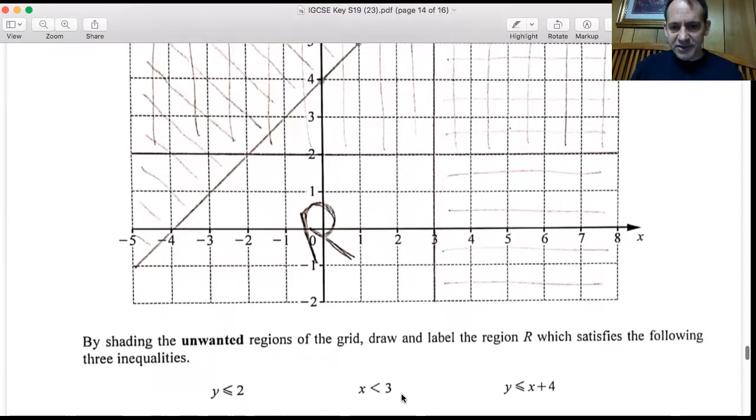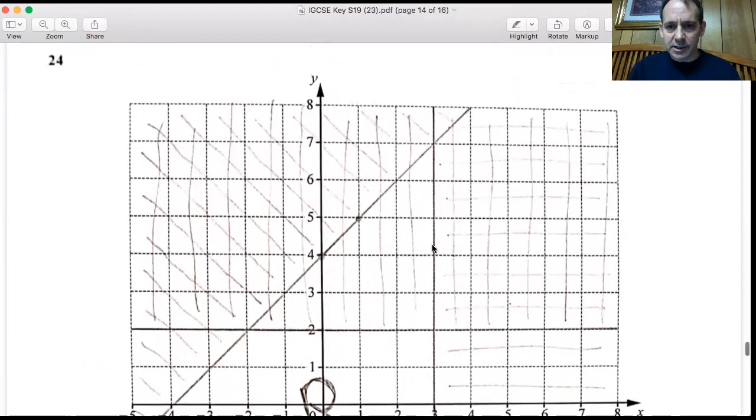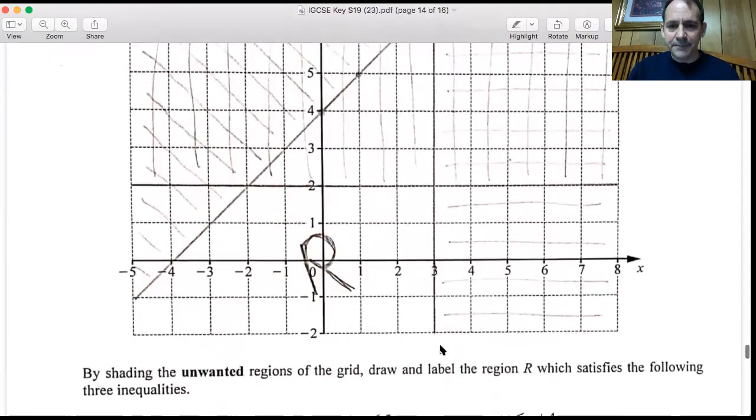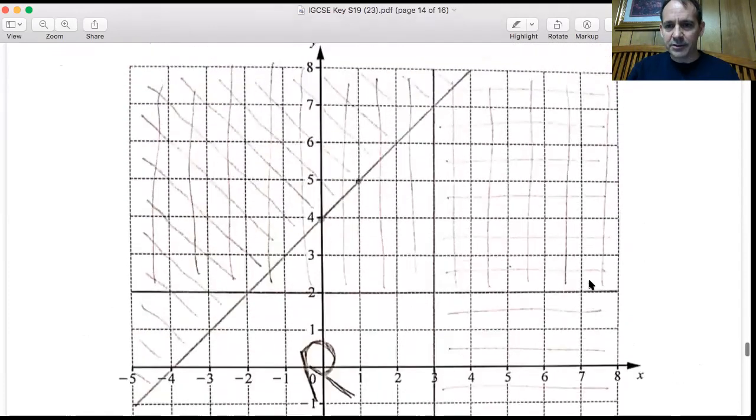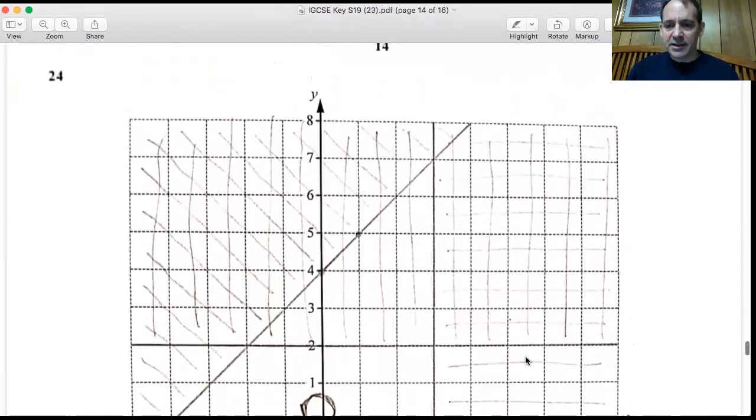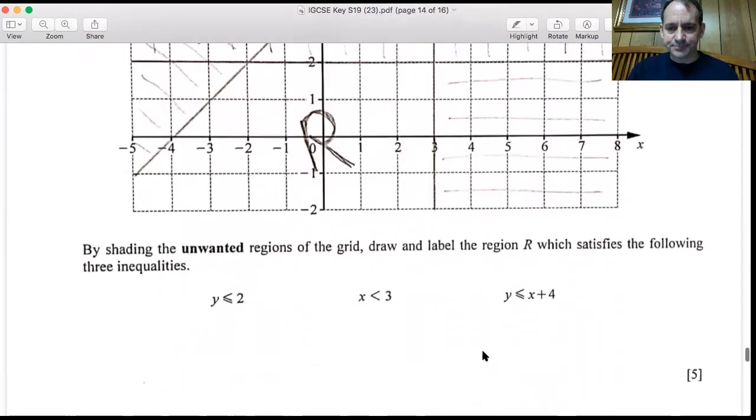Then x less than 3. Remember, x equals a number is vertical. So x less than 3, here's our vertical line at 3. And it says less, so the unwanted would be the more. So we shade this greater than part.